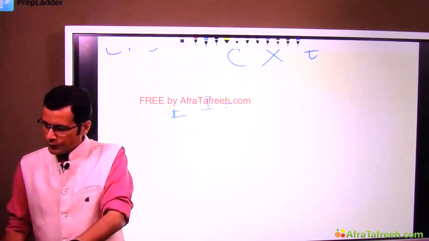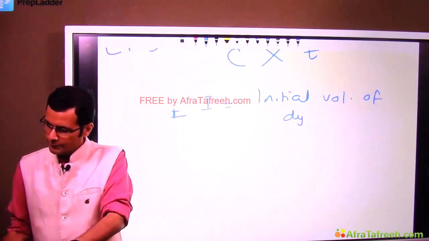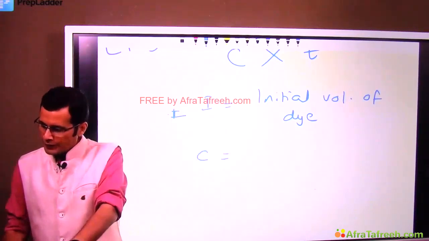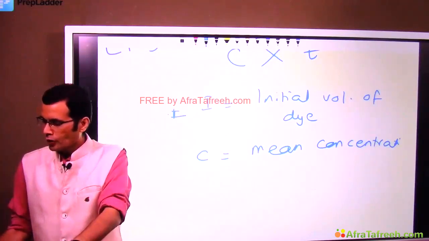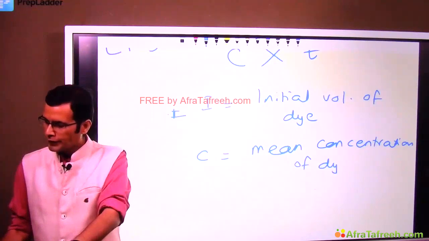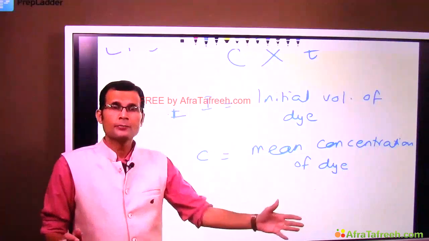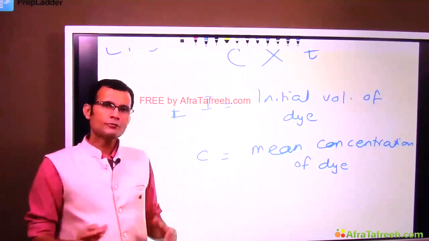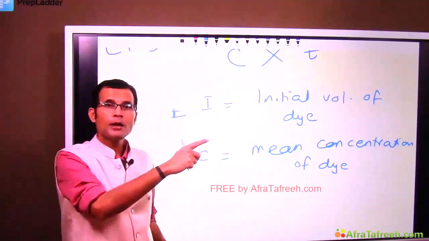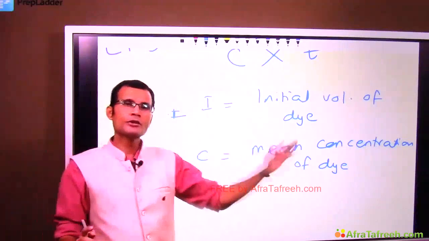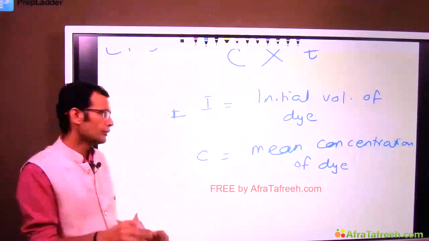I is initial volume of the dye that was injected. C is mean concentration of the dye, because we have collected 10 samples, then from those 10 samples we had 10 concentrations. So we calculate the mean concentrations from those 10 samples. In the body fluid compartments measurement, we had just concentration of the dye after it got dispersed, because we only collected one sample for the concentration.